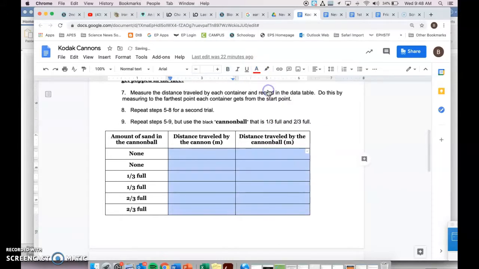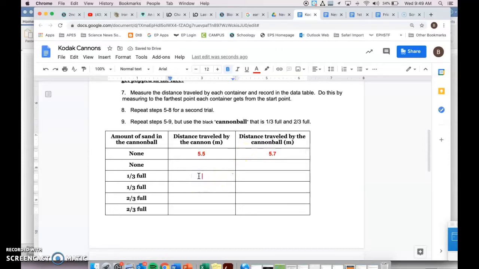And basically what this data is, it's the pooled data that has been compiled over about the last 10 years or so. So now right here, the distance traveled by the cannonball. Let me center this because I want it centered. On average, we get 5.5 for the distance traveled by the cannon for no sand in the cannonball. And then the cannonball travels about 5.7 meters on the average.